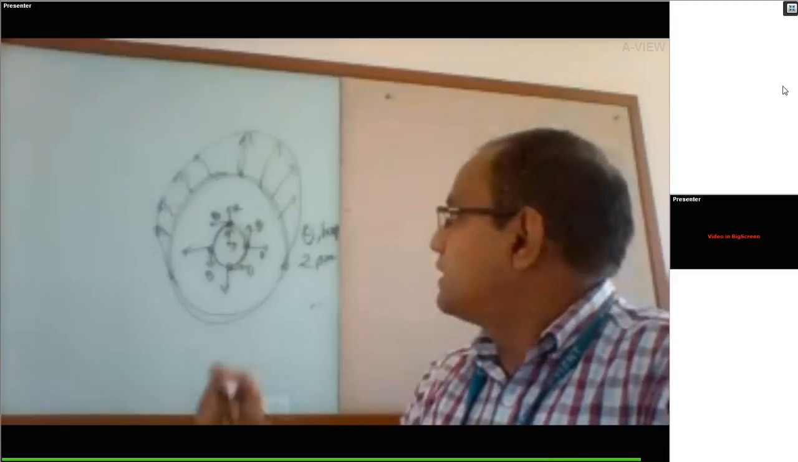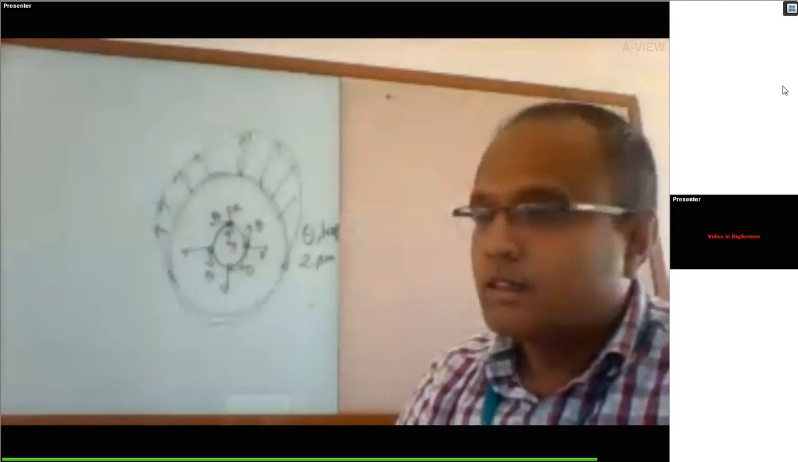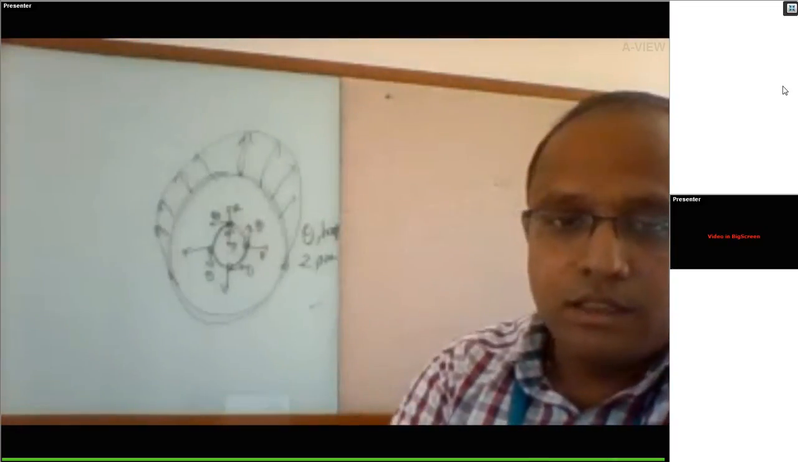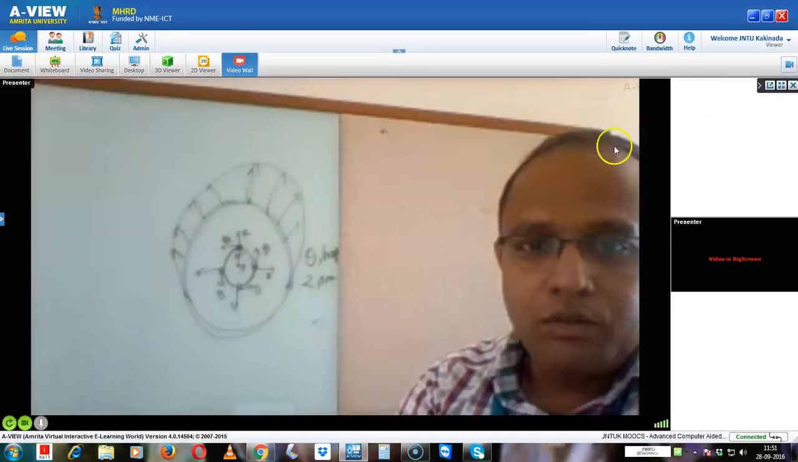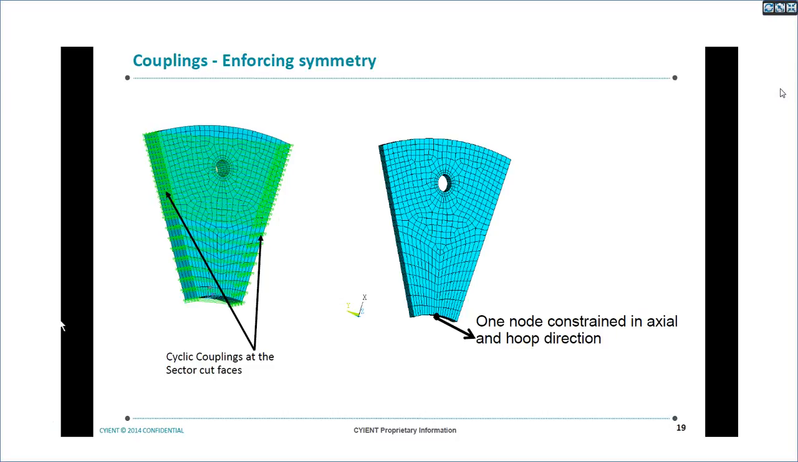Then we have taken a sector of the 360 degrees; these boundary conditions are related to the 360 degrees model. This is one type of approach. Then we worked on cyclic symmetry, enforcing symmetry. Basically, we took these two cut faces and ensured that the mesh pattern on this face is the same as on the other face, so that we can give couplings between these two faces. That means the node at this location is exactly coupled with the node at the matching location.